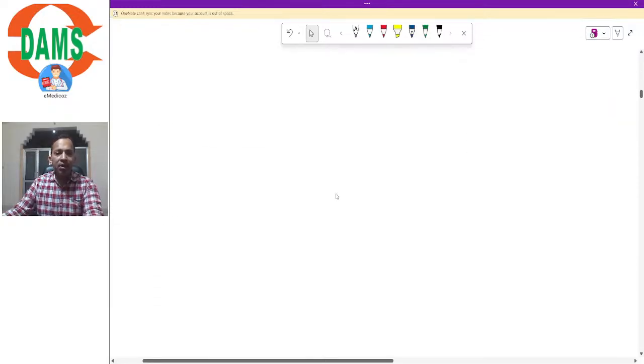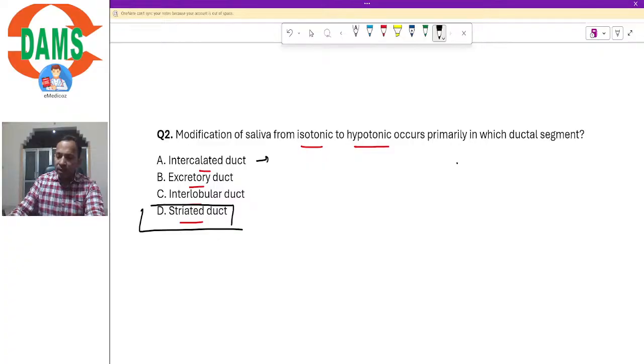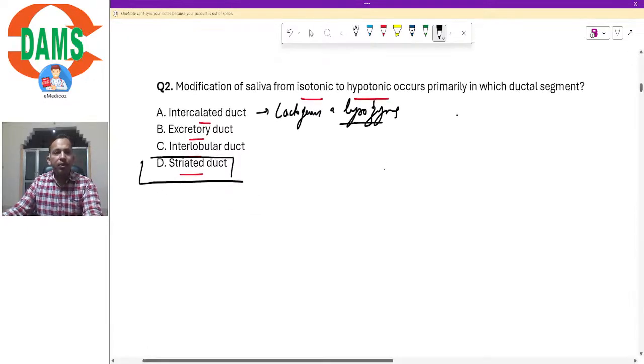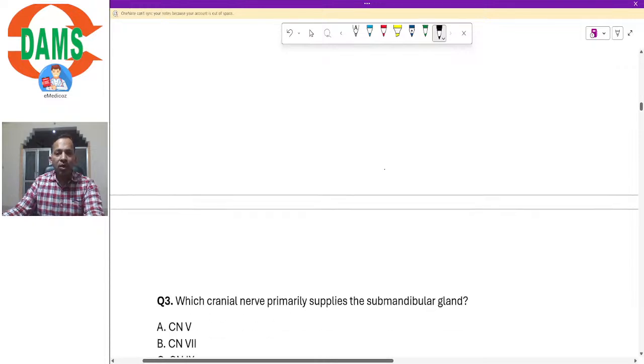What does the intercalated duct do? The intercalated duct secretes lactoferrin and lysozyme, isn't it? So let's go to the third question.